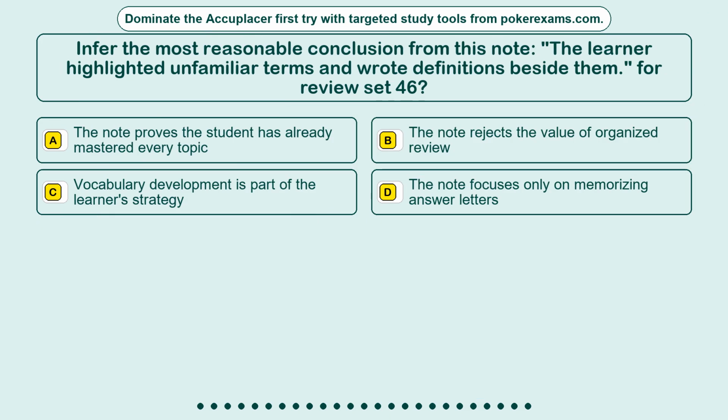Question 14. Infer the most reasonable conclusion from this note. The learner highlighted unfamiliar terms and wrote definitions beside them. For review set 46. Option A. The note proves the student has already mastered every topic. Option B. The note rejects the value of organized review. Option C. Vocabulary development is part of the learner's strategy. Option D. The note focuses only on memorizing answer letters.